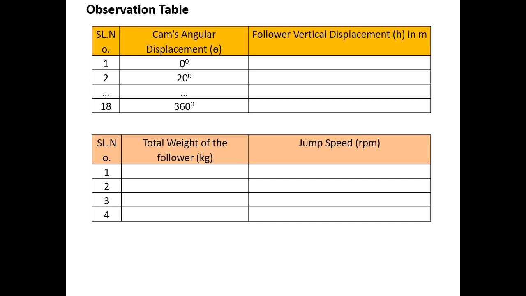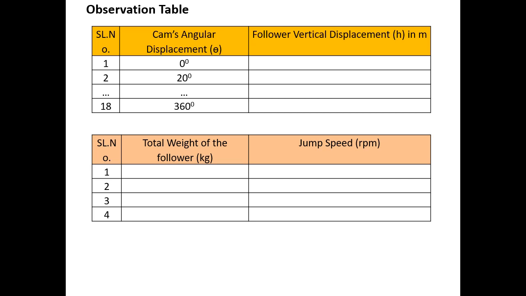For the second set of data, we require the jump speed corresponding to different weights. First we will start with the no load condition. There will not be any extra load imposed on the follower. Then you will find the jump speed will be higher, and whenever you keep on increasing the load, you will see the jump speed will be less.